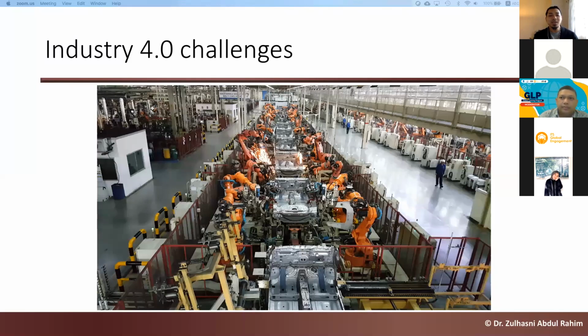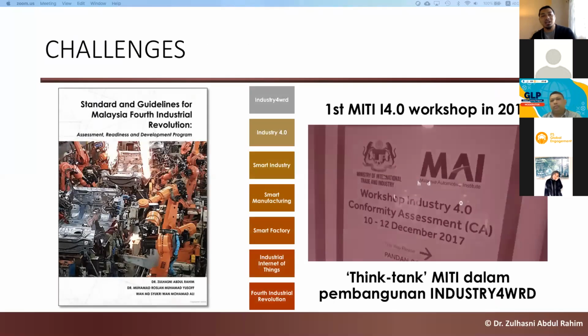Because of that, I joined academia, and once I joined, I developed this manuscript, standard and guideline for the Malaysia Fourth Industrial Revolution. Because of this guideline, I can use three strands to focus on what is happening in robotics development, AI, and so on. Then the government invited me to develop the instrument called Industry Forward Readiness Assessment. So this is the instrument.